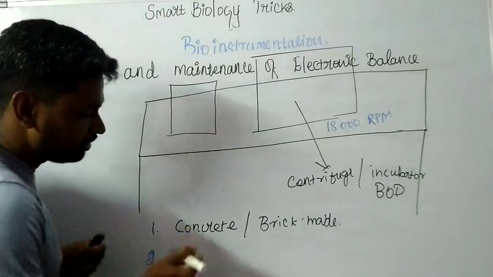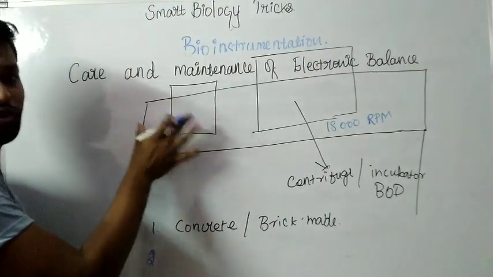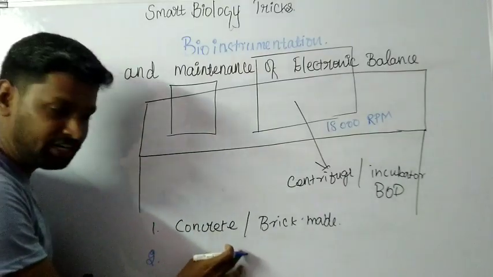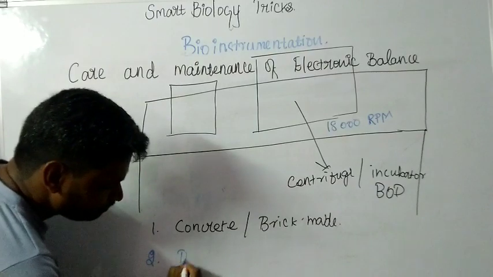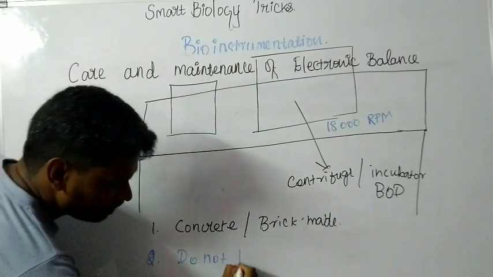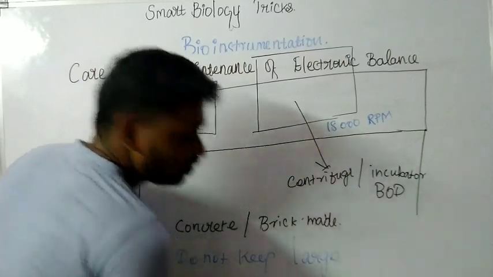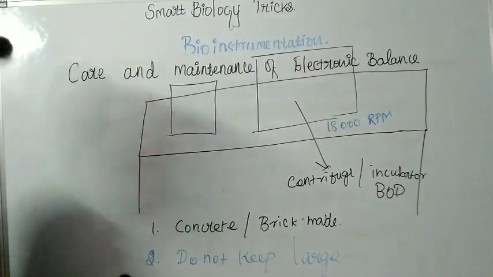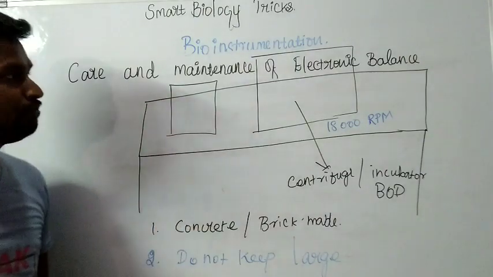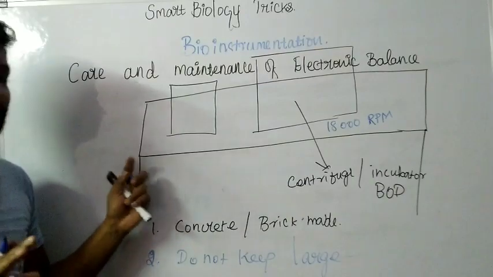So the first point is that the table or bench used for keeping the electronic balance should be made of concrete or brick. The second one is, do not keep large instruments nearby the electronic balance. These two things should be understood while keeping the electronic balance in the laboratory.